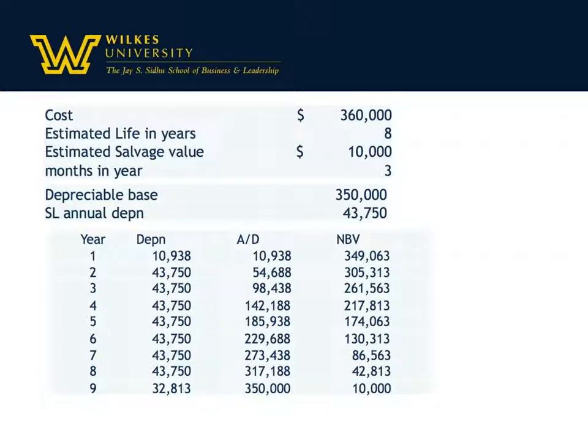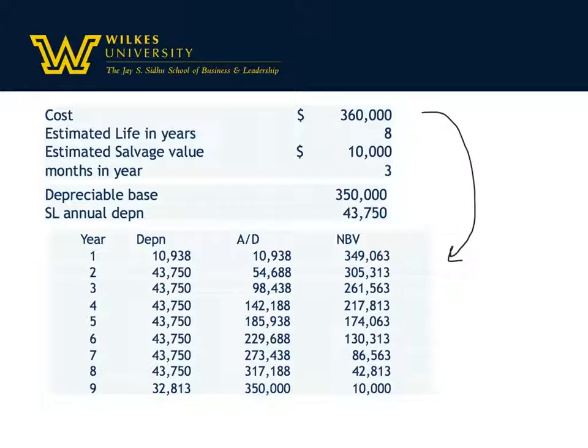And all we've done in that first year is exactly what we did on the prior slide. We're going to take the $43,750 and we're going to multiply that by 3/12 to get the $10,938. From then, all of the information on our table works out really well. Our accumulated depreciation starts out the first year equal to the total depreciation. And our net book value is our cost of $360,000 less the accumulated depreciation. I like to make sure that students realize that the net book value starts with $360,000 and does not start with our depreciable base of $350,000. That's an important thing to remember.